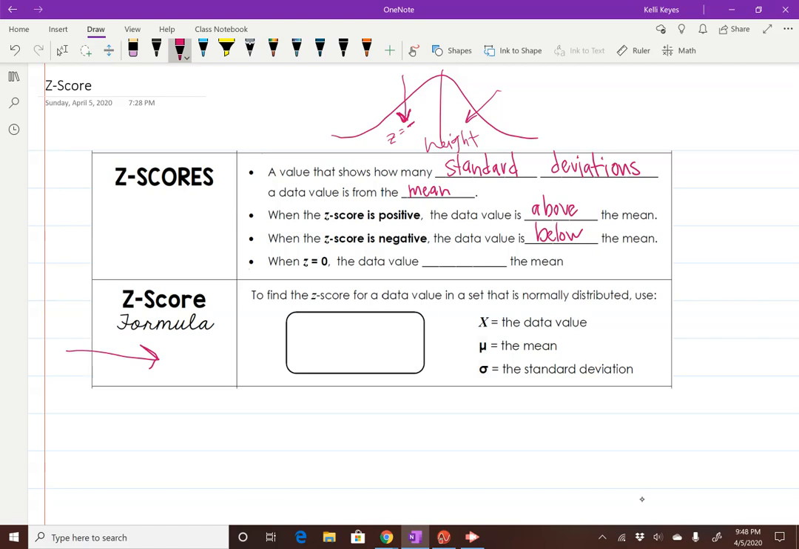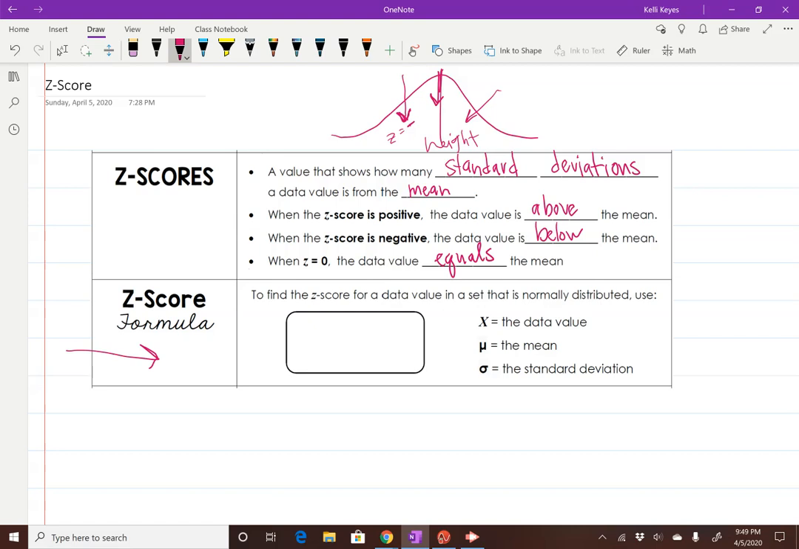If your Z-score is exactly 0, then that means you're right smack in the middle, which is the average. Oh, yeah, nice arrow. Anyway, the data value equals the mean. So if you're just right there, smack average of height, then your Z-score would be 0.